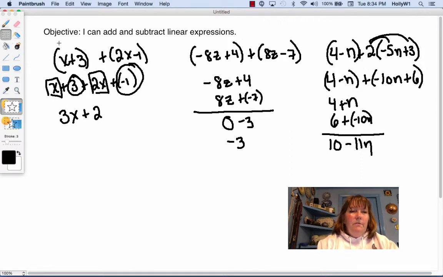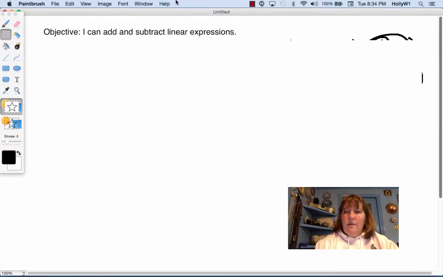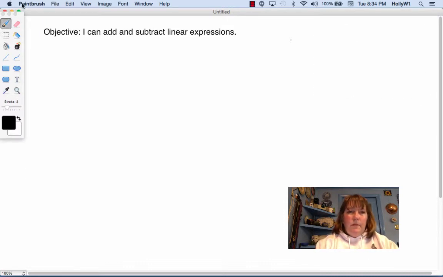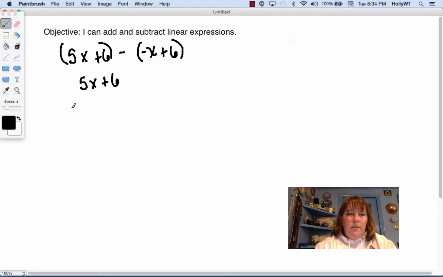All right, let's now think about subtraction. How are we going to subtract two linear expressions? Well, let's start with an example: 5x plus 6 subtract negative x plus 6. Let's think of this vertically. So 5x plus 6, and we're going to subtract negative x plus 6.